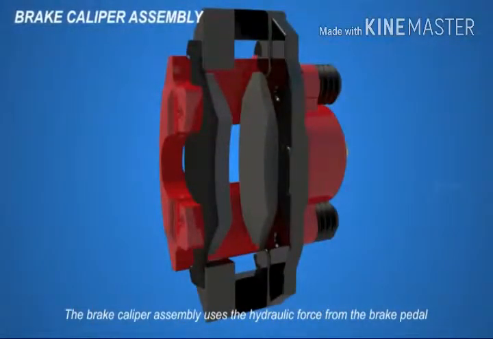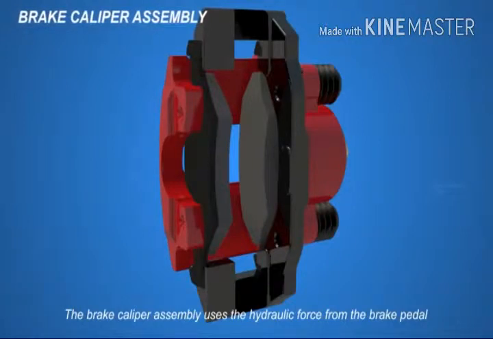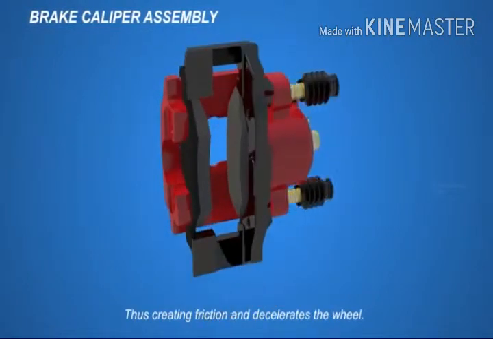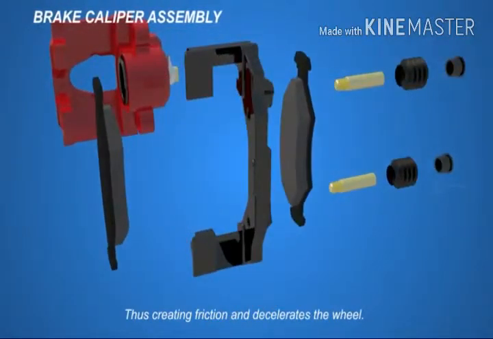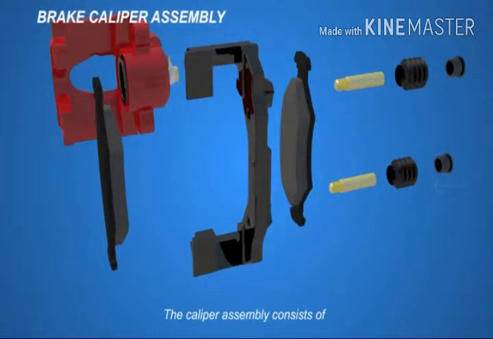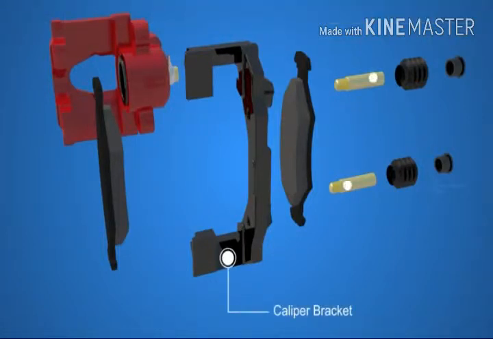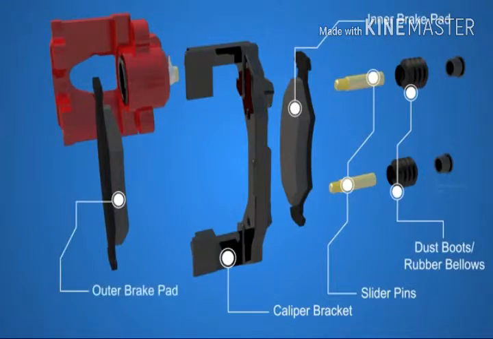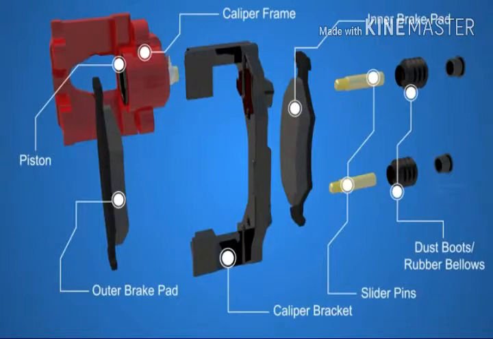The brake caliper assembly uses the hydraulic force from the brake pedal to squeeze the brake pads to the rotor surfaces, thus creating friction and decelerating the wheel. The caliper assembly consists of the caliper bracket, slider pins, dust boots, inner brake pad, outer brake pad, caliper frame, and inside it, the piston.